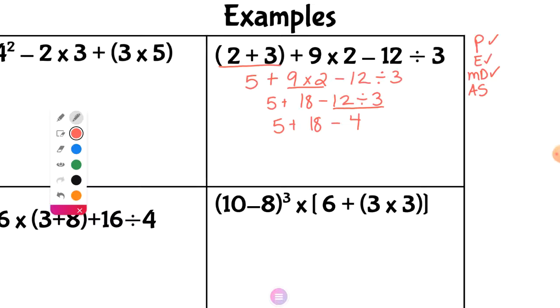Because if I'm doing addition and subtraction, I start on the left and work my way across. 5 plus 18, Zach? 23, good job. Minus 4. Anybody? Just say it. 19. Okay, we got it down to a single answer. And does our work look like an upside down triangle?